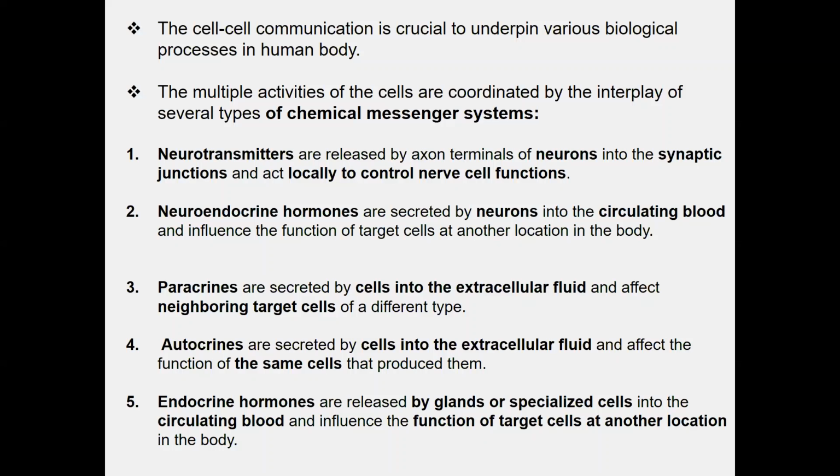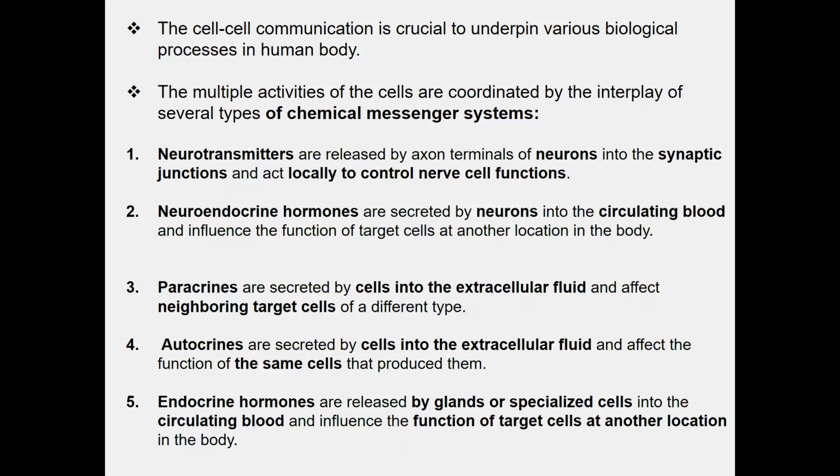Now, the ability of cells to communicate with each other is crucial to control many processes in our body. The cells can communicate with each other by using different types of chemical messengers. We have, for example, first of all, the neurotransmitters, which are secreted by the axon terminals of neurons into the synaptic junctions, and these neurotransmitters are used to control the function of other nerve cells.